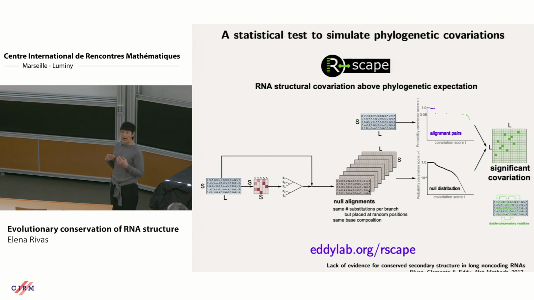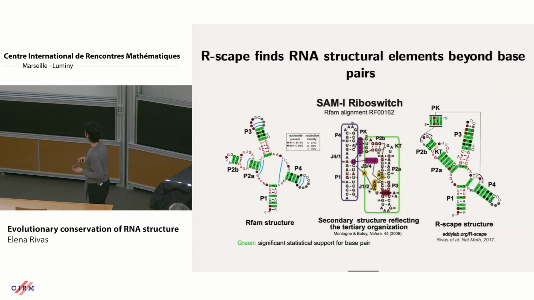That gives you a null distribution of covariation that is not due to RNA structure, it's just due to phylogeny. So now you come with your real alignment, you calculate the covariation of those, and you can decide which ones are significant. Okay? So that's what the method does. So using it, you can find real structures, and you actually can find more than just base pairs.